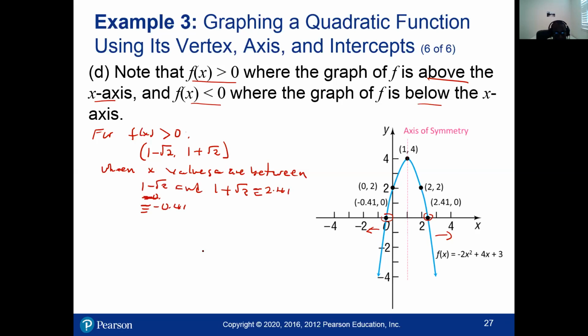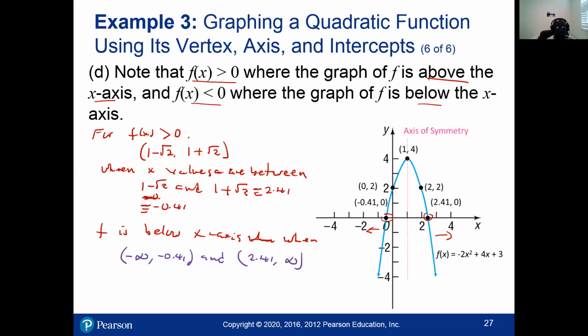And then f is below the x-axis when x is from negative infinity to negative 0.41, and above 2.41 to positive infinity. All these are x values.